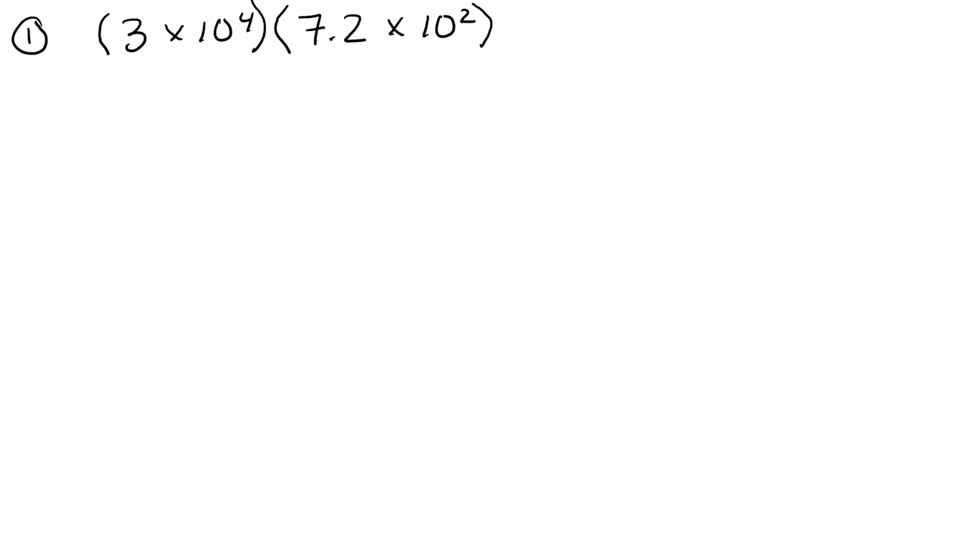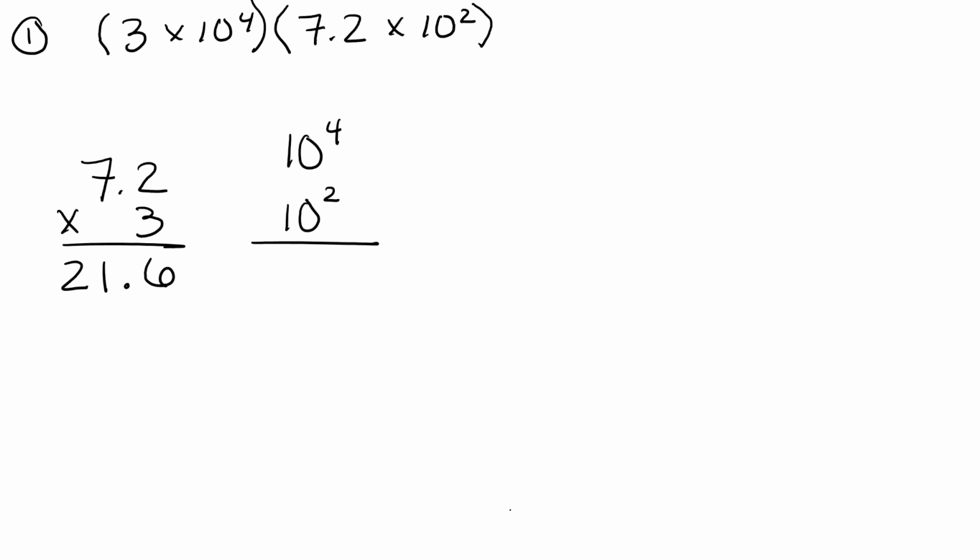We're going to do 10 examples. For number 1, we have the problem 3 times 10 to the 4th times 7.2 times 10 to the 2nd. So we're going to start with our numbers. We're going to multiply 7.2 times 3. 3 times 2 gives you 6. 3 times 7 gives you 21. And we put our decimal point back in our answer. When we're multiplying, we would add the exponents. So 10 to the 4th and 10 to the 2nd, we would add together to get 10 to the 6th.